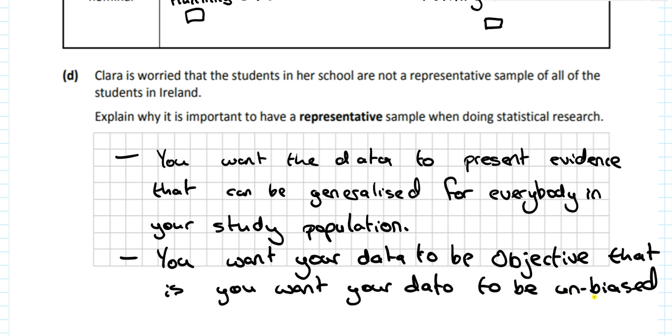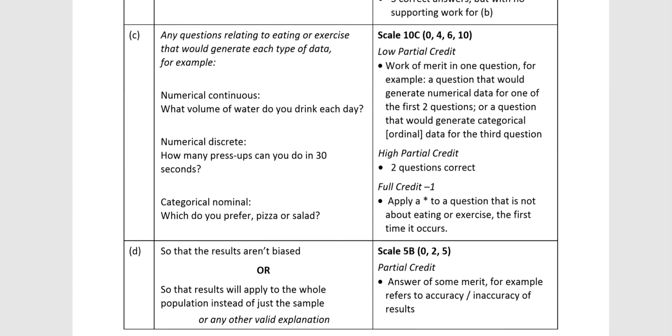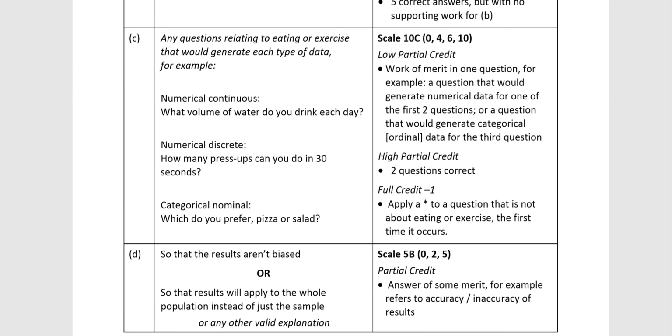Marking scheme then for that. You're looking at 15 marks for A and B together. You can pause the video there if you really want to look at that. You're looking at 10 marks for part C and 5 marks for part D. And again, you can pause the video there. Hopefully you found the video useful anyways.